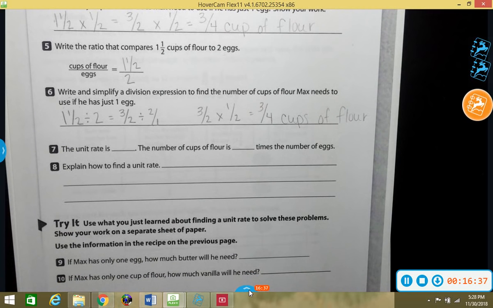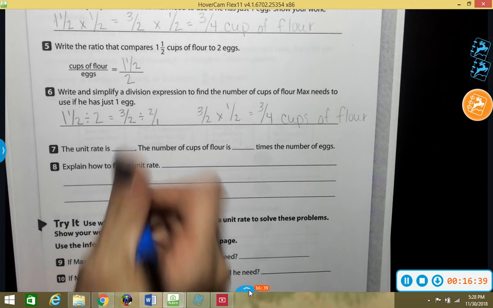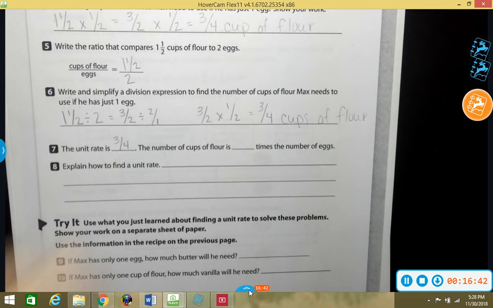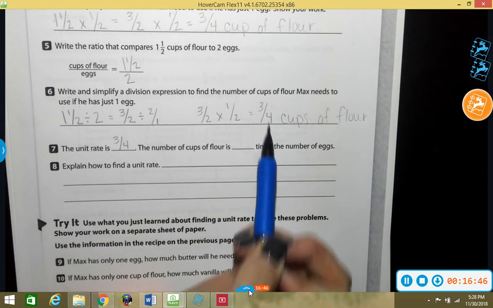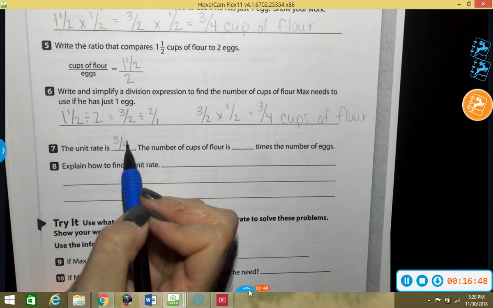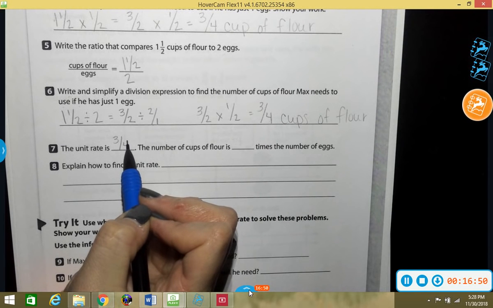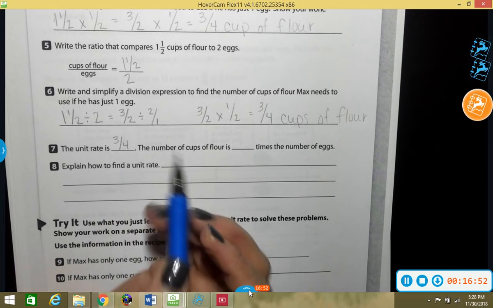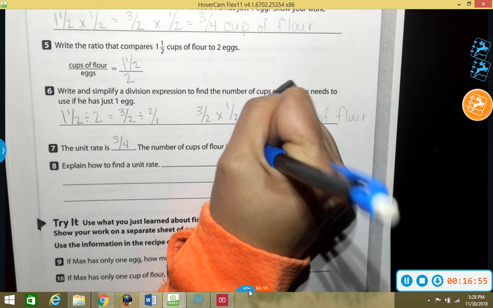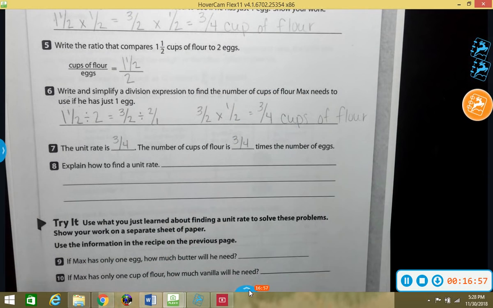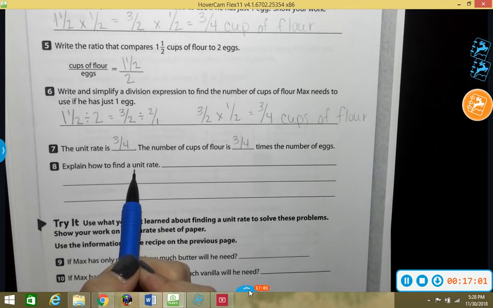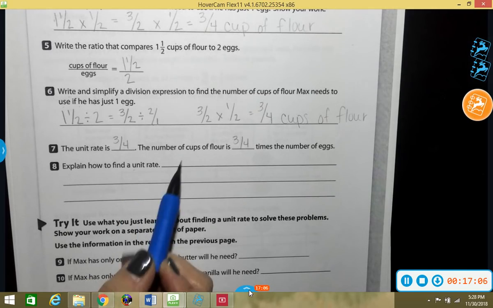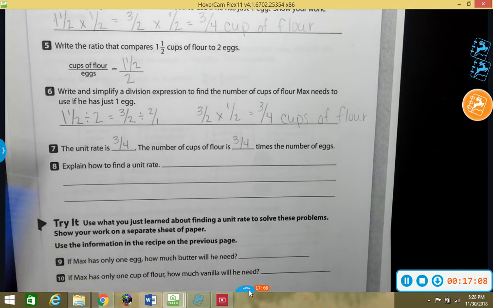So that means that the unit rate is 3/4. So for 1 egg, you need 3/4 cups of flour. The unit rate for 1 egg is 3/4 cups of flour. The number of cups of flour is 3/4 times the number of eggs. So we need to explain how we found the unit rate. Why don't you go ahead and pause it and try to write down how we found this unit rate.